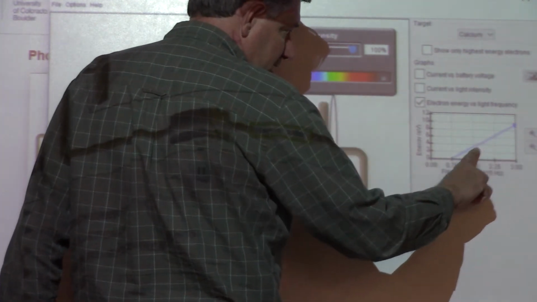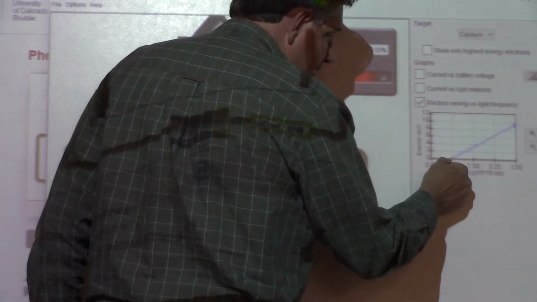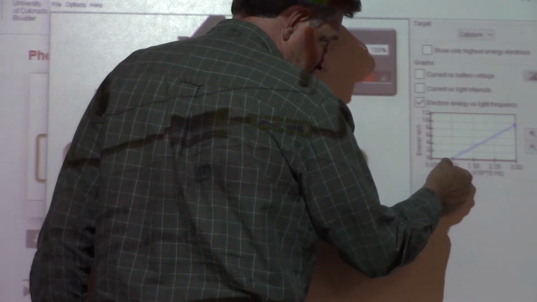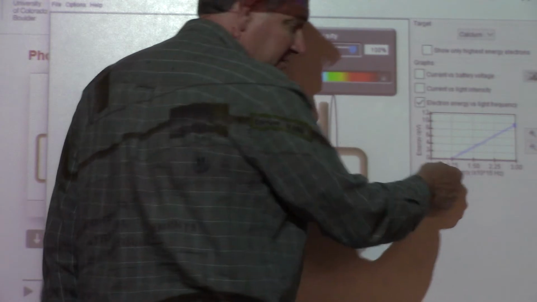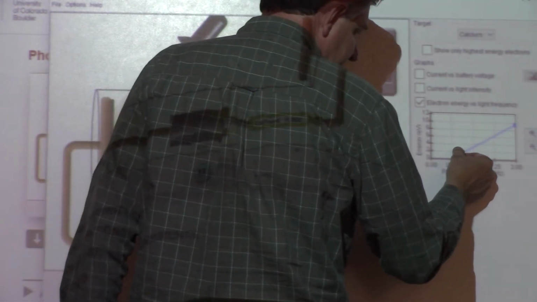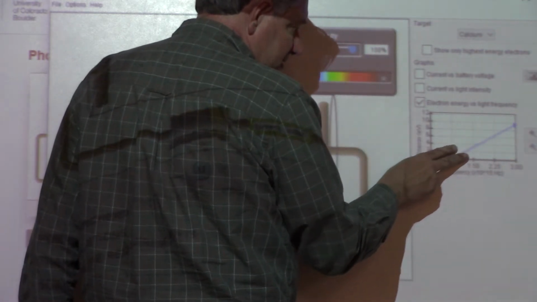You're going to have one line right here that starts at 0.75. This is the calcium line. The sodium line is going to start here, a little bit before, maybe the equivalent of 0.6. So that's going to start at 0.6, and then that line is going to go up and be parallel. So you're going to have two parallel lines like this.